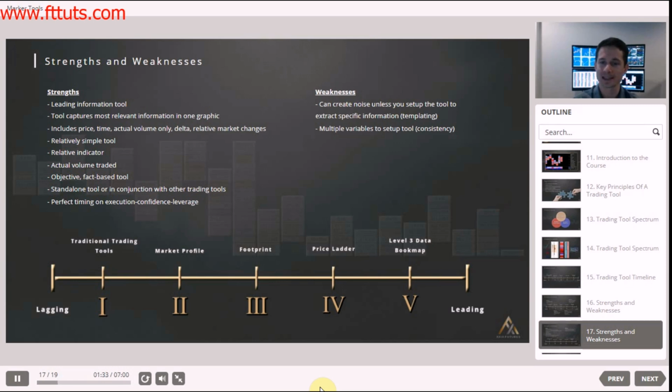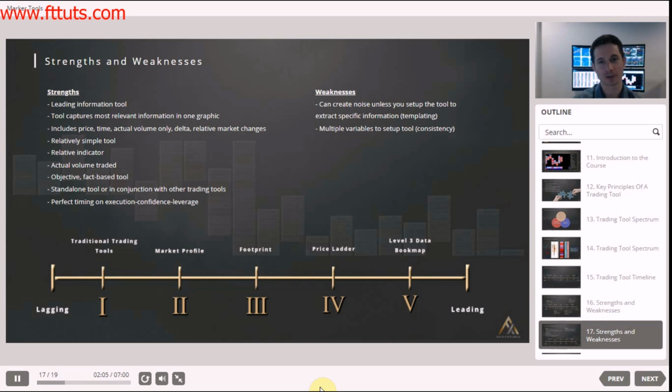So the first thing is that if you don't set up the tool correctly, it can be a lot of noise. And the second thing is that there are a multiple number of ways that you can set up the footprint tool. There's so much information coming in, so many numbers, you're seeing effectively every single contract being transacted. So there can be a feeling of being overwhelmed when you're looking at the footprint tool. Those can be the weaknesses associated with the footprint tool.